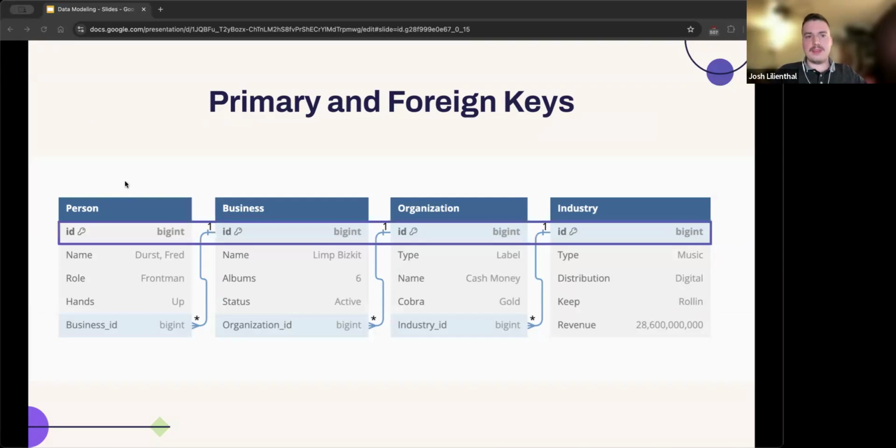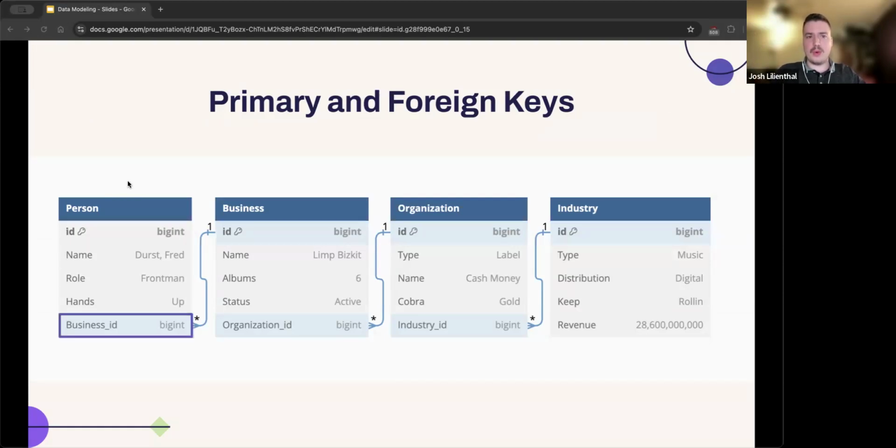Our primary keys are unique values used to identify specific records, and they can be used as a foreign key on another table to forge a data relationship between tables. Our business ID field, which is a foreign key in our person table, corresponds to the ID field, which is a primary key in our business table, telling us that Fred Durst works for the business Limp Bizkit, which is part of the organization Cash Money, which is part of the music industry. Put simply, the primary key in one table connects to the same value, which is used as a foreign key in another table.